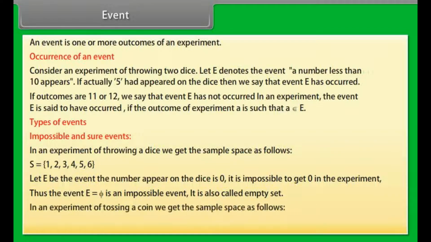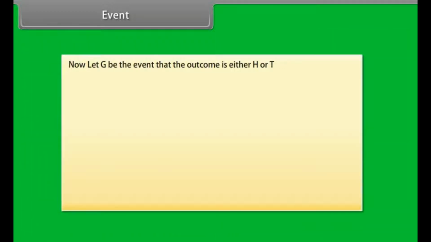In an experiment of tossing a coin, we get the sample space as follows. S is equal to {H, T}. Now let G be the event that the outcome is either H or T. Thus, the event G equal to {H, T} is a sure event.